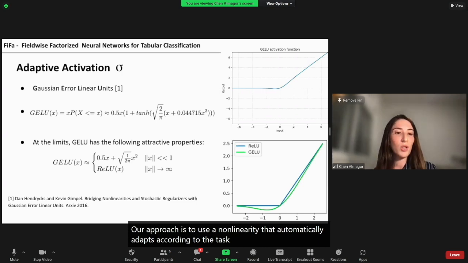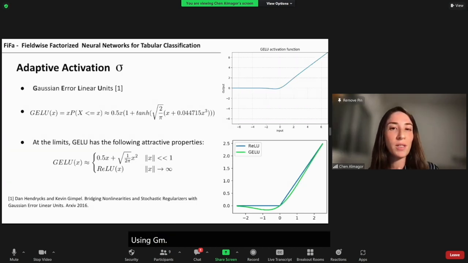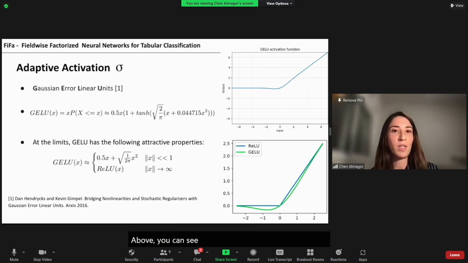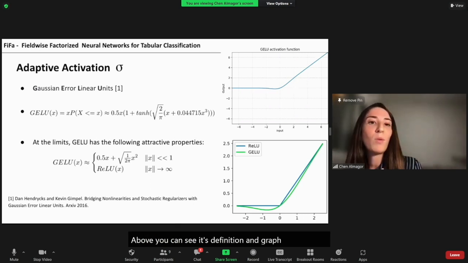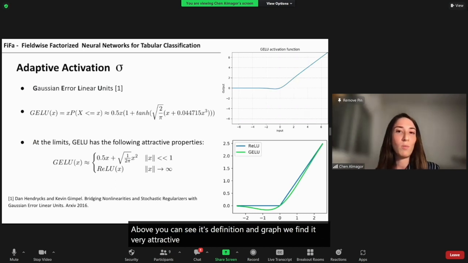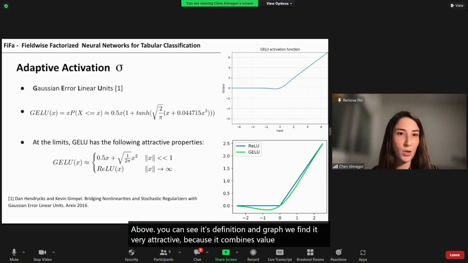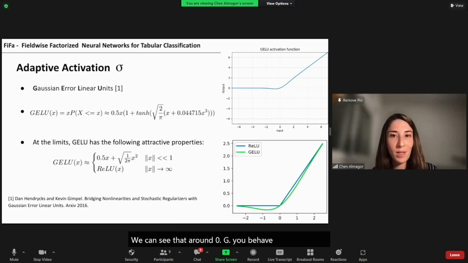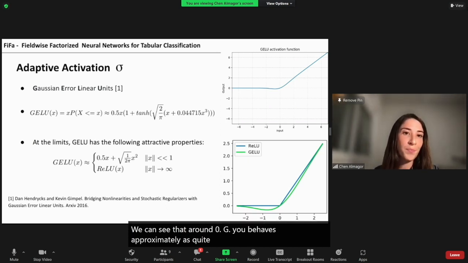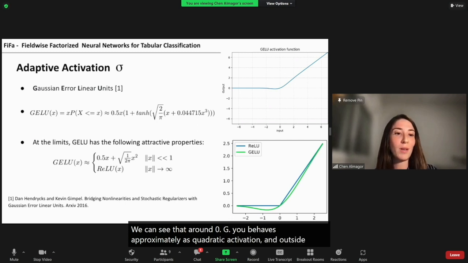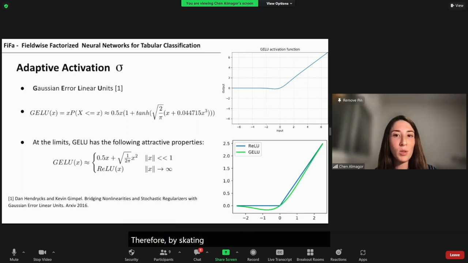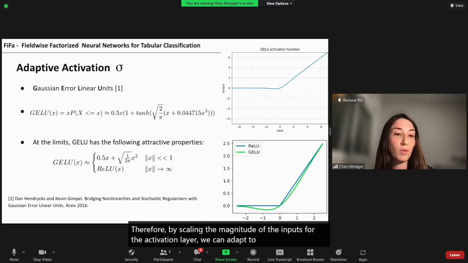We suggest using the GLU activation as such an adaptive activation. Above, you can see its definition and graph. We found it very attractive because it combines ReLU and quadratic activation. We can see that around 0, GLU behaves approximately as a quadratic activation, and outside this neighborhood, it behaves as ReLU. Therefore, by scaling the magnitude of the inputs to the activation layer, we can adapt to the better activation of the two.